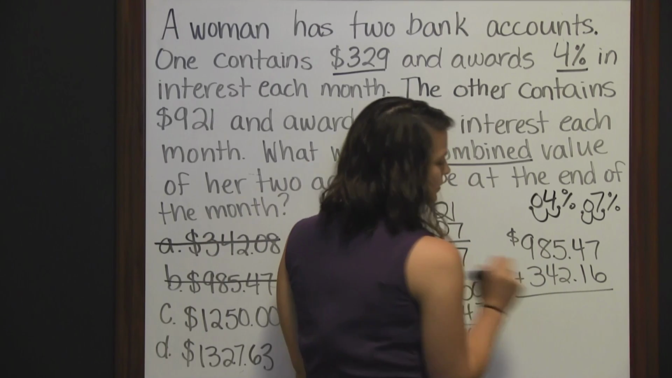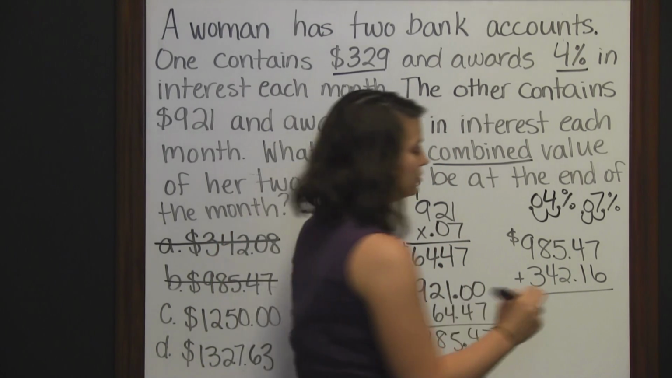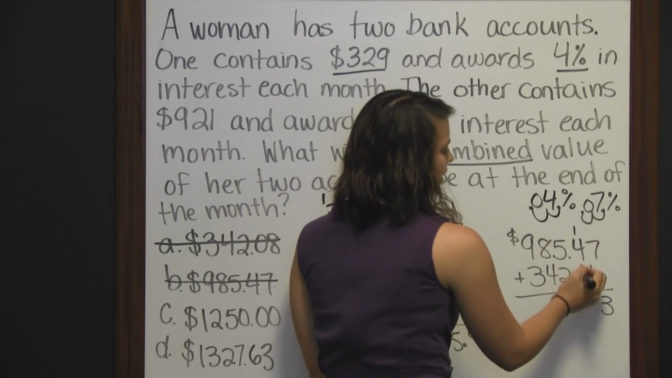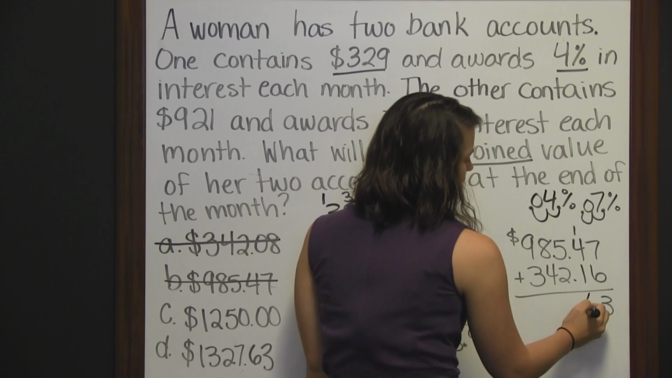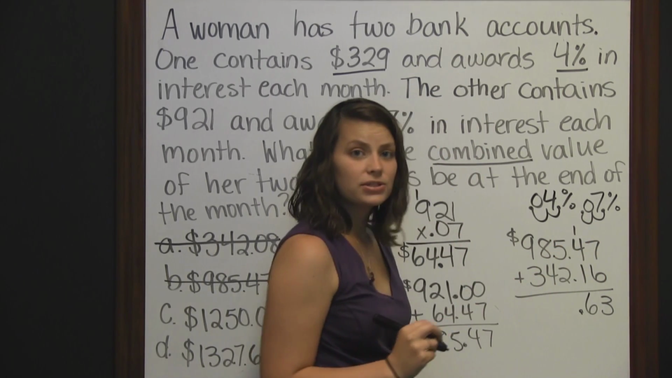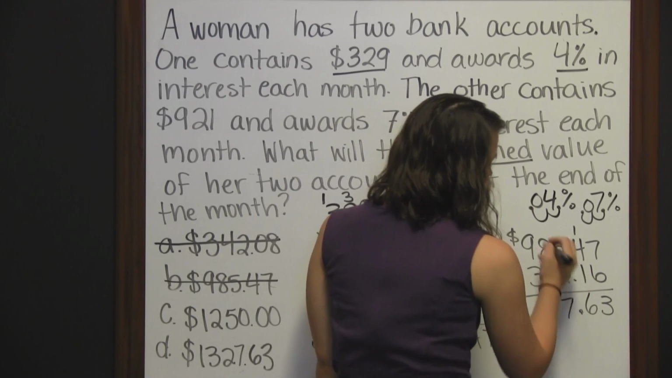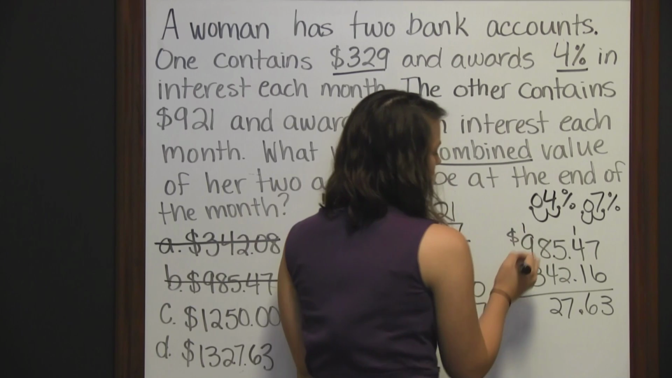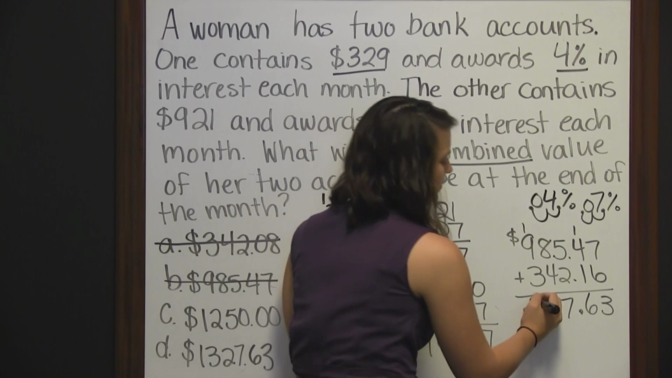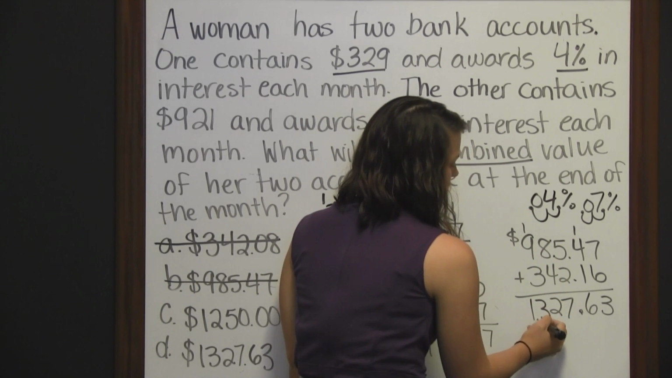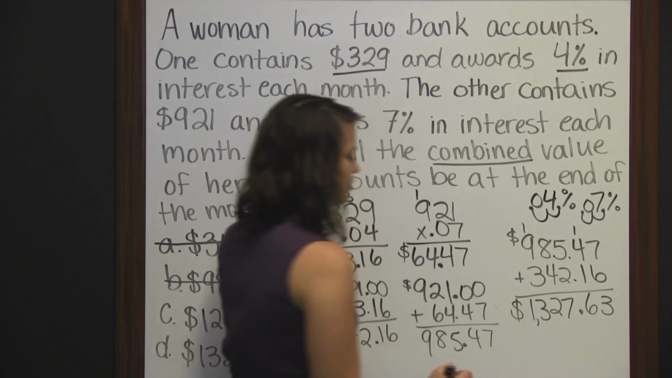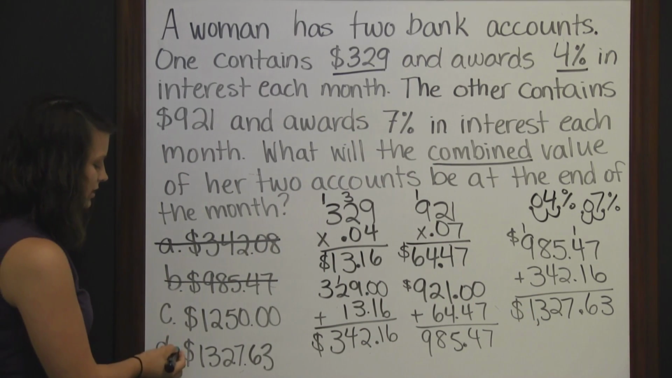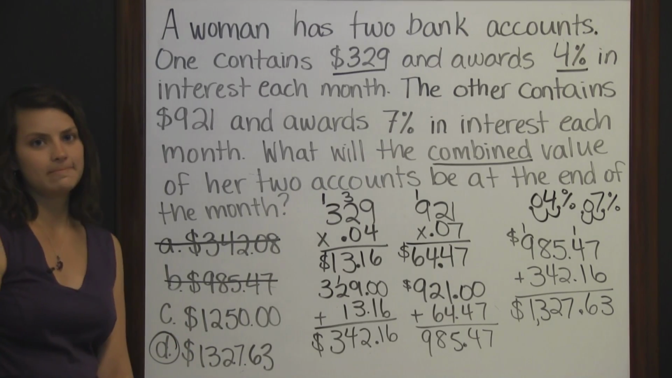Line up those decimals. 7 plus 6 is 13. Write the 3, carry the 1. 4, 5, 6. Bring down the decimal. 5 plus 2 is 7. 8 plus 4 is 12. Write the 2, carry the 1. 9, 10, 11, 12, 13. So we get $1,327.63, which we can see is answer choice D.